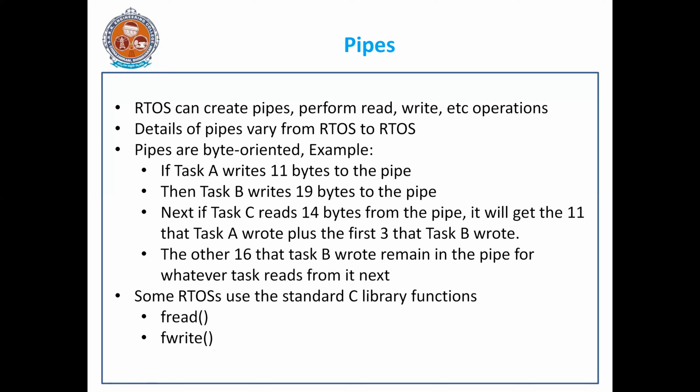So here we say that pipes are byte oriented, which is not possible in the case of mailboxes and queues. And some RTOS use the standard C library functions fread and fwrite to read and write from pipes. So some RTOS also use these two functions for reading and writing onto the pipes.